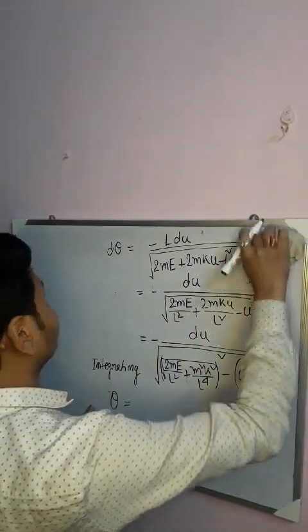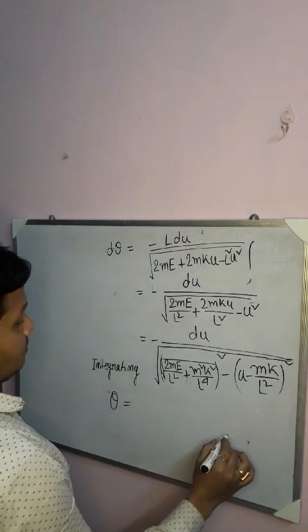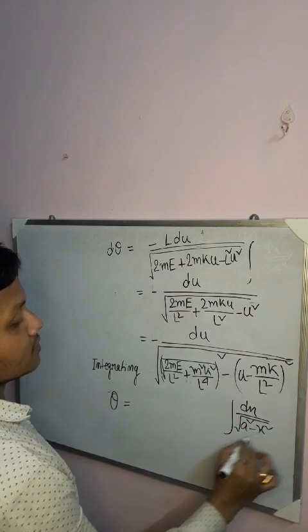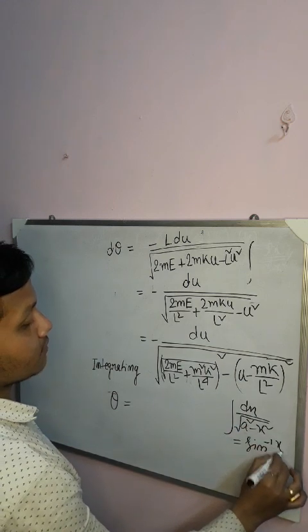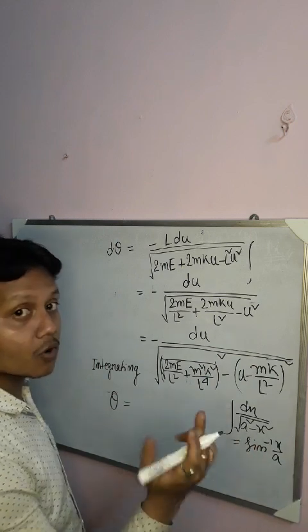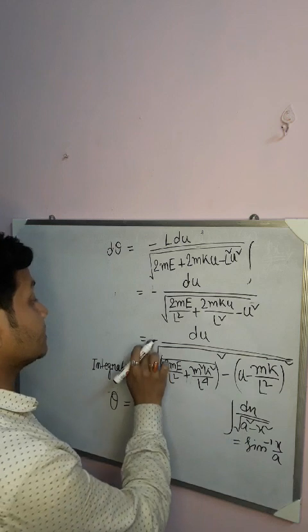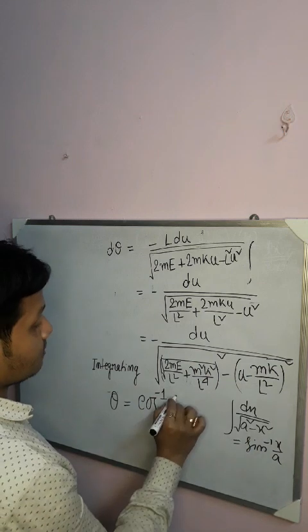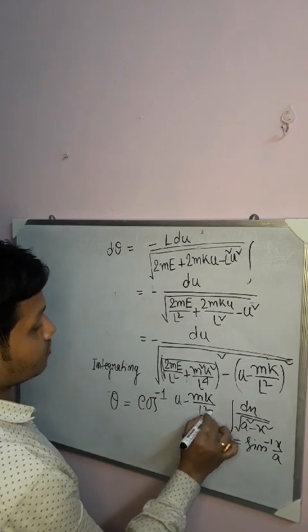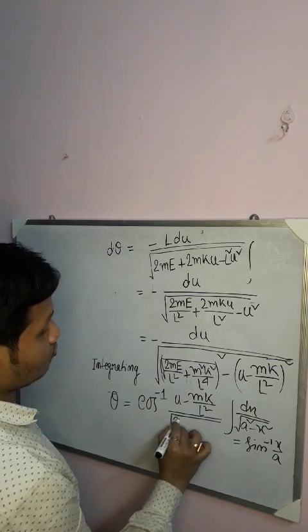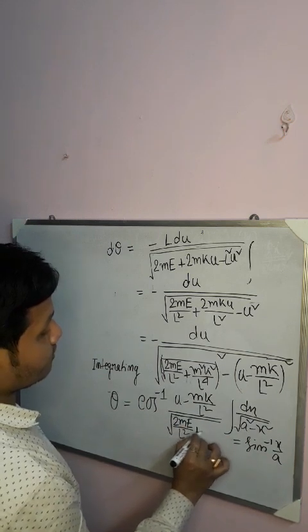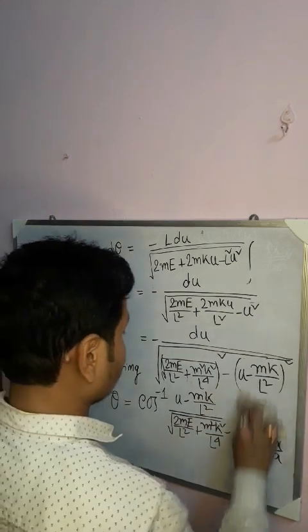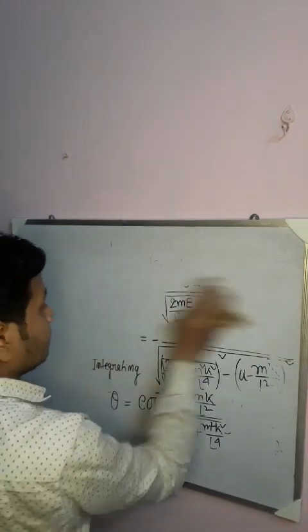You all know that the integration of dx by square root of a square minus x square is the direct formula of sine inverse x by a. And if there is a minus sign before it, the formula becomes cos inverse x by a. And since there is a minus sign, you can write cos inverse of u minus mk by l square, over the square root of 2me by l square plus m square k square by l to the power 4. So we can write it in this way.